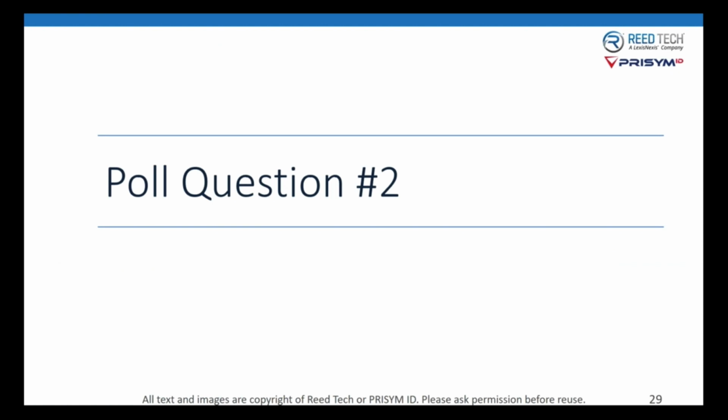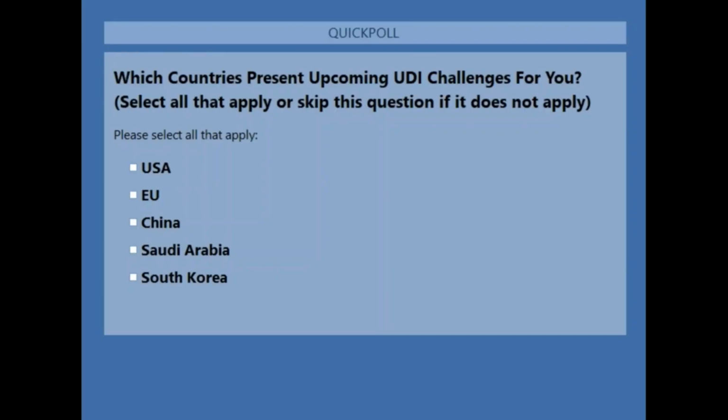So this brings us to our second poll question, and audience members, once again, you can see that question on your screens. That question is, which countries present upcoming UDI challenges for you? Select all that may apply to you, so you can select more than one. Your options are USA, EU, China, Saudi Arabia, or South Korea.